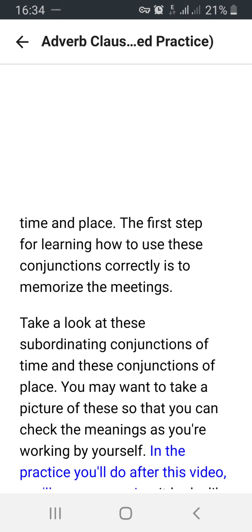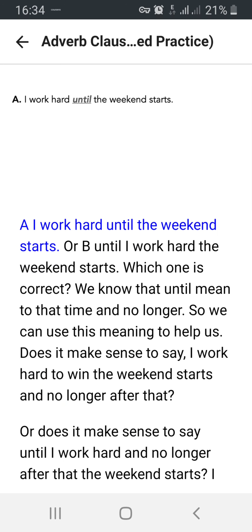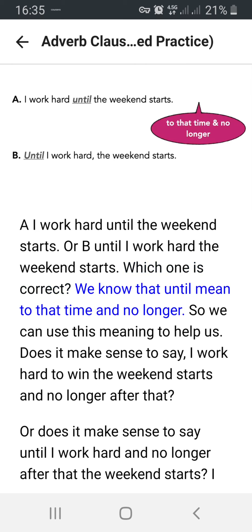you'll see an exercise that looks like this. A, I work hard until the weekend starts. Or B, until I work hard, the weekend starts. Which one is correct? We know that until means to that time and no longer, so we can use this meaning to help us.